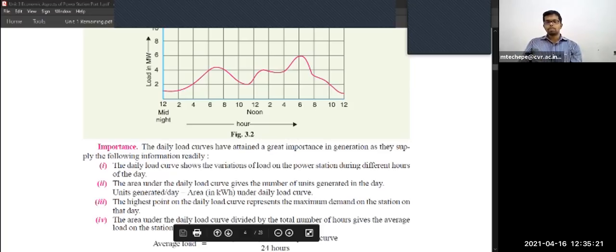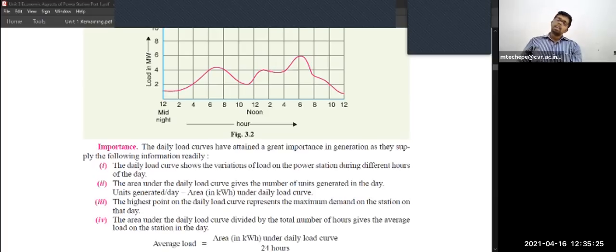So what is the maximum demand on that particular generating station over that day? In the generating station also, they will be drawing this load curve. So how much we have generated, that also they will draw and keep, they will draw and store.